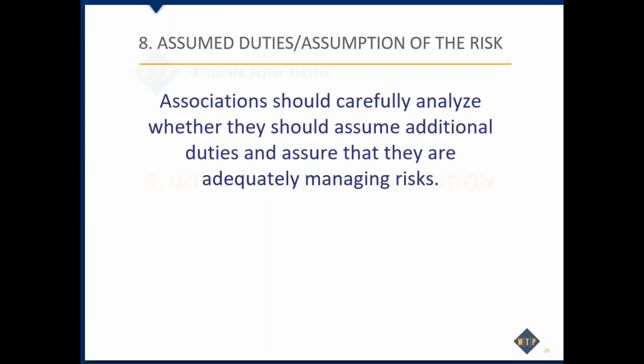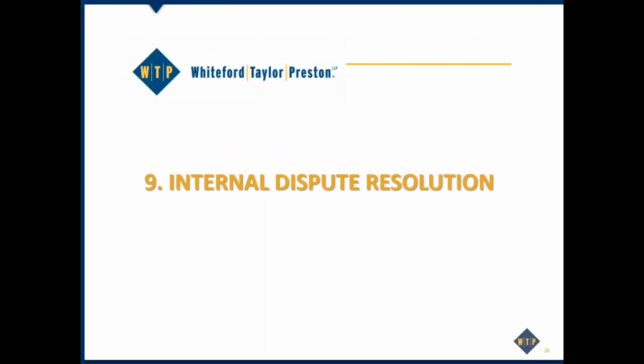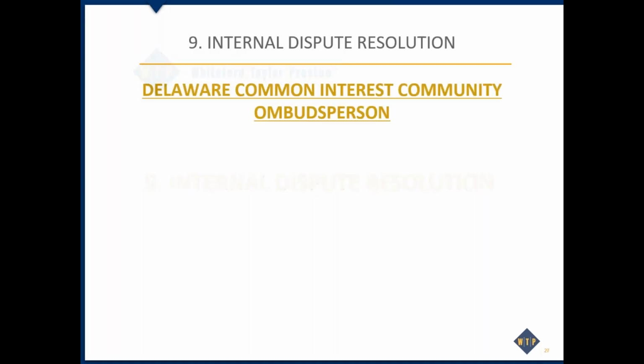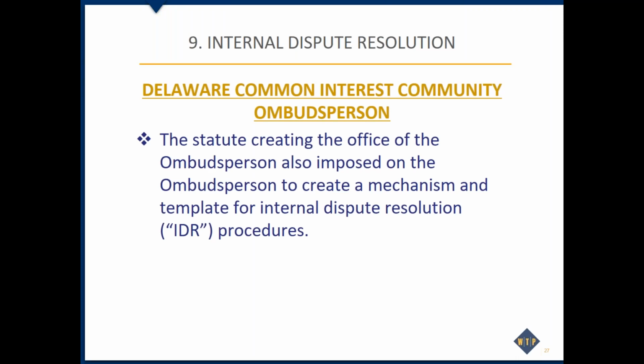Okay, that brings me to item number 9 that I spend a lot of time talking about. That's internal dispute resolution procedures. In Delaware, we have a common interest ombudsman, the Delaware Common Interest Community Ombudsperson. What that person does is receive complaints from owners about actions of the board of directors, and that can go the other way. The boards of directors can submit complaints about owners, but it's a statutorily created provision that has a process for which the creation of an internal dispute resolution procedure. That statute, if you want to take a look at it, can be found in Title 29 at Chapter 25.